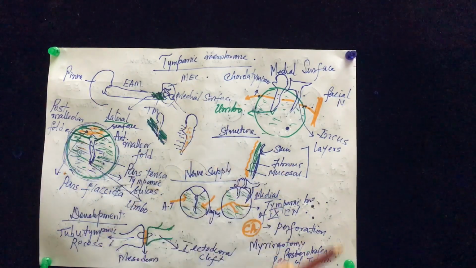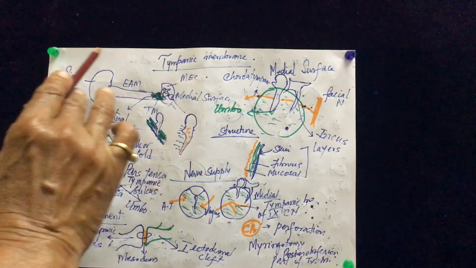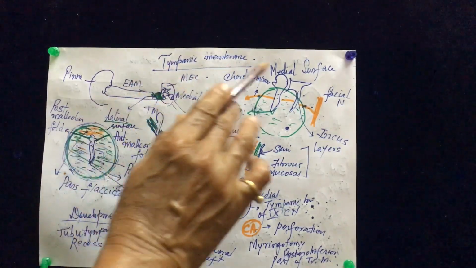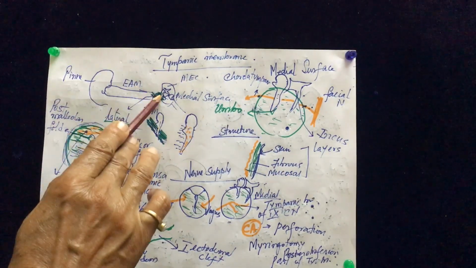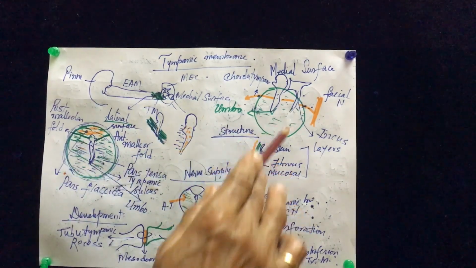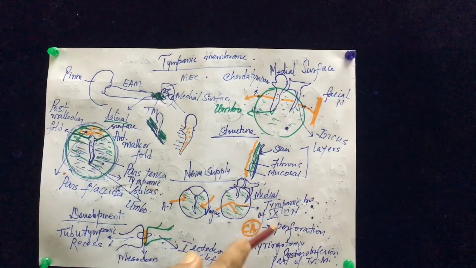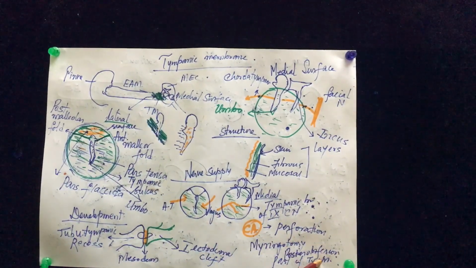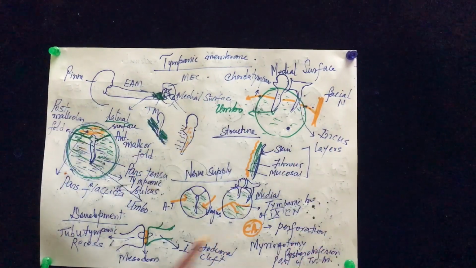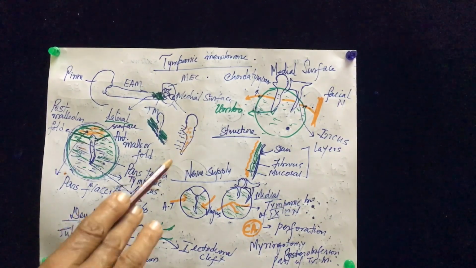So this is about the whole of the tympanic membrane. The tympanic membrane is a 5 mark or 3 mark question. Start with definition, situation, extent, surfaces, then structure, nerve supply, development, and clinical anatomy. So this covers the whole of the tympanic membrane.